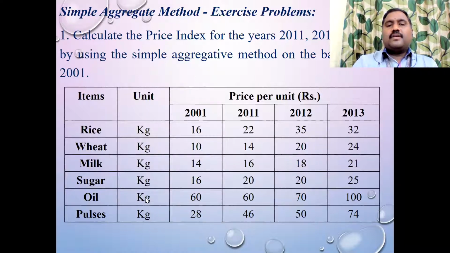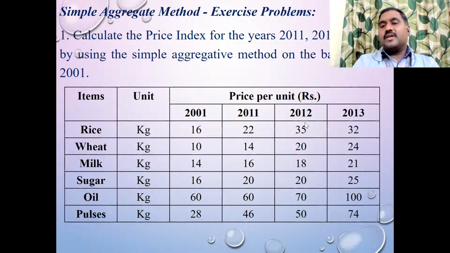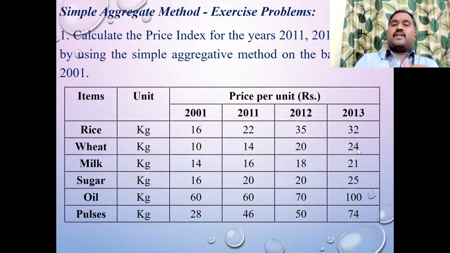Now see, they have given the items: rice, wheat, milk, and so on. 1 kg of rice is 16 rupees in 2001, and in 2011 it is 22 rupees, in 2012 it is 35 rupees, in 2013 it is 32 rupees. Similarly, 1 kg of wheat is 10 rupees in 2001. Like that, they have given this data. So you have to find the price index of the current year 2011 with the base year 2001. Again, compare 2012 with the base year 2001, and 2013 with 2001.